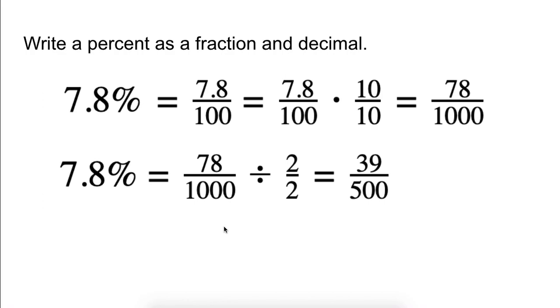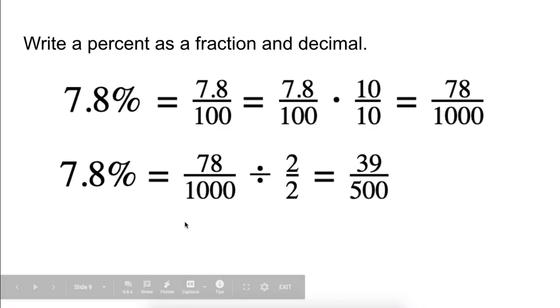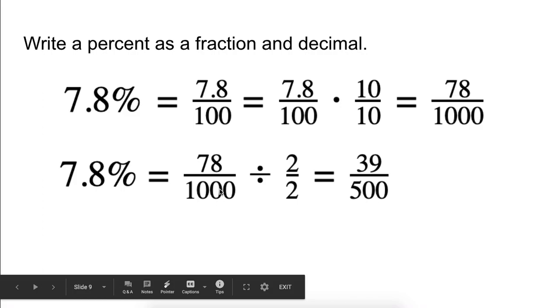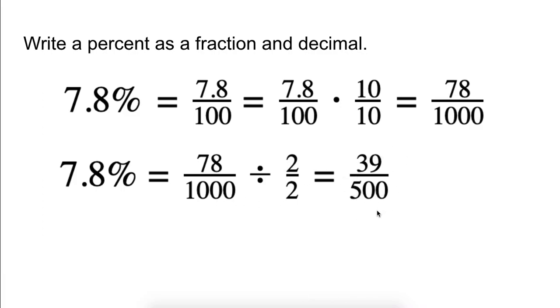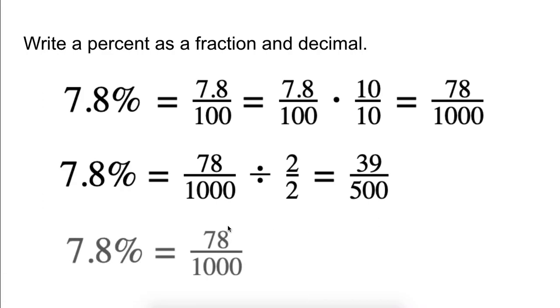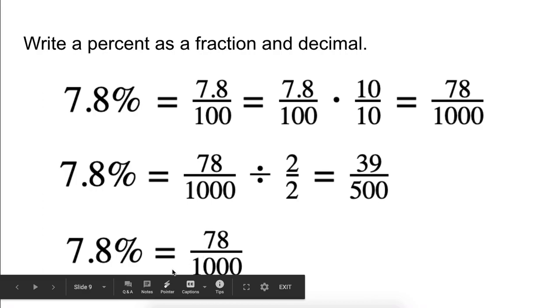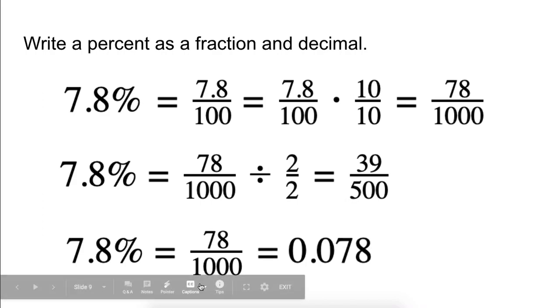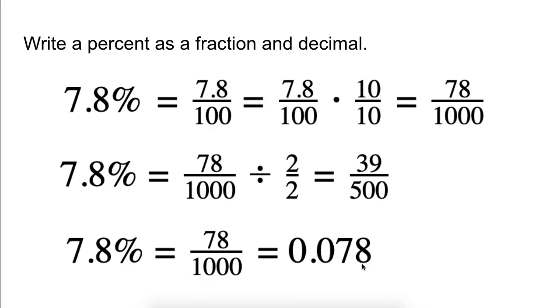Oh, sorry, I'm simplifying this first. This one will simplify, I forgot about that. We divide it by 2 and we get 39 over 500. So again, do simplify these if you can. Now let's go on to writing this as a decimal. We have 78 thousandths, so we make sure we write it with the tenths, hundredths, and thousandths places. The 8 needs to be in the thousandths place since it's 78 thousandths.